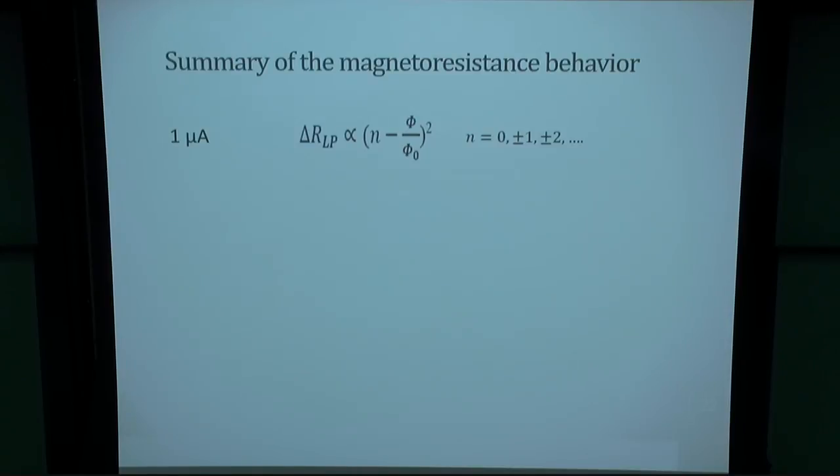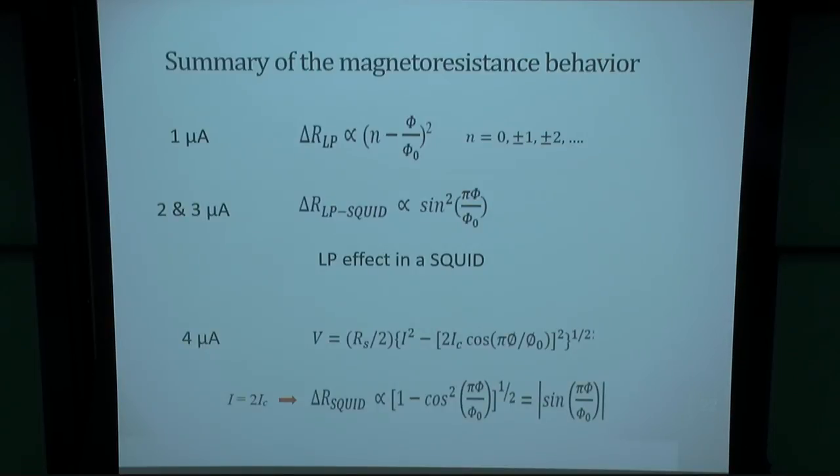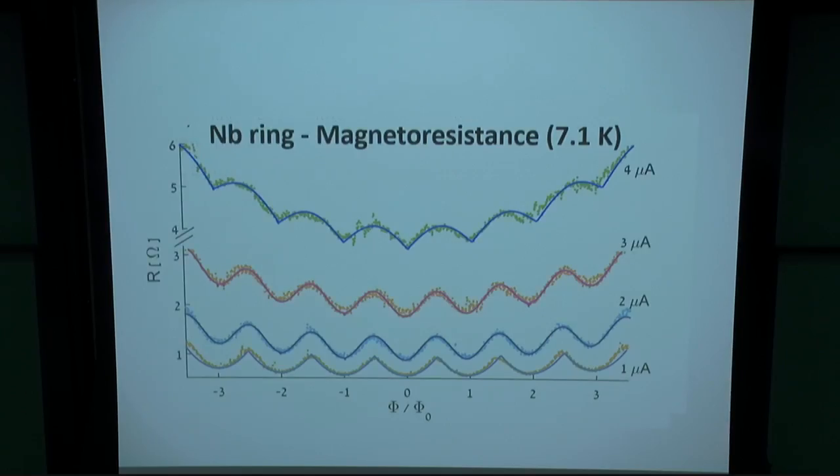So that's a summary of the magnetoresistance behavior. This is the parabolic behavior for the Little-Parks effect at low bias. We have then the sine square in between, where the SQUID starts becoming effective, but the Little-Parks effect is still in place. And then at very high bias current, which is twice the critical current of each of the junctions, we see an absolute value of sine. This is summarized here in the figures that you saw so many times so far.